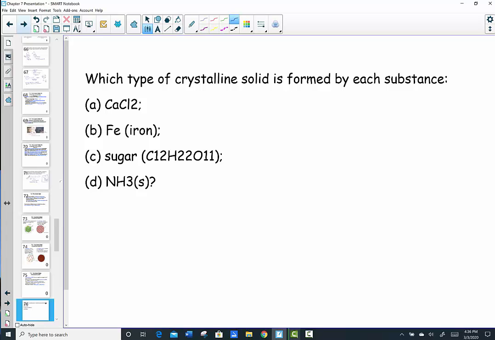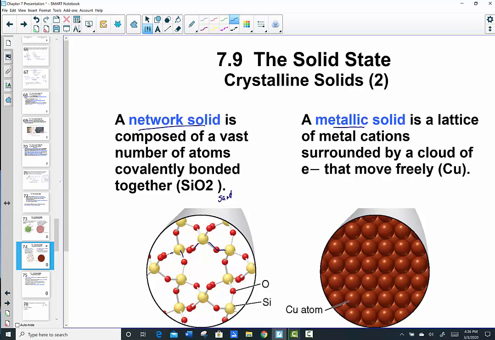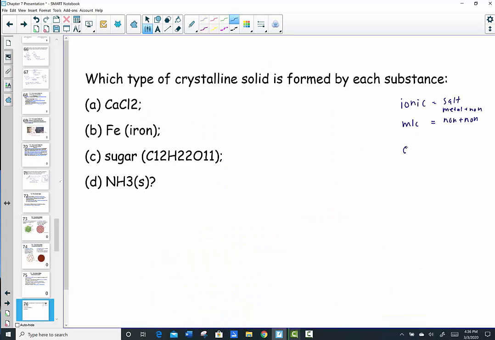So let's practice examining these solids and tell me which type of crystalline solid is formed. Do you remember your choices? We said we could have an ionic, think salt. We could have a molecular, think that it's molecules, non-metal to non-metal. We could have a network, which, remember what we called that here? We called it a network solid. Or you could have metallic. So I'm just trying to remind us what our choices are.